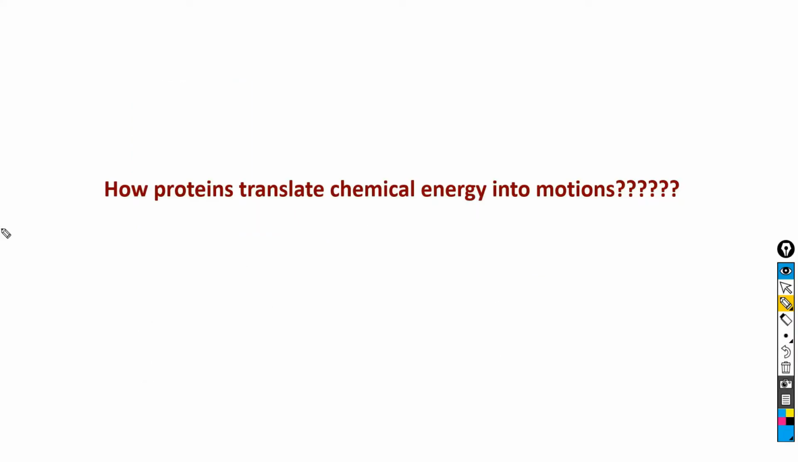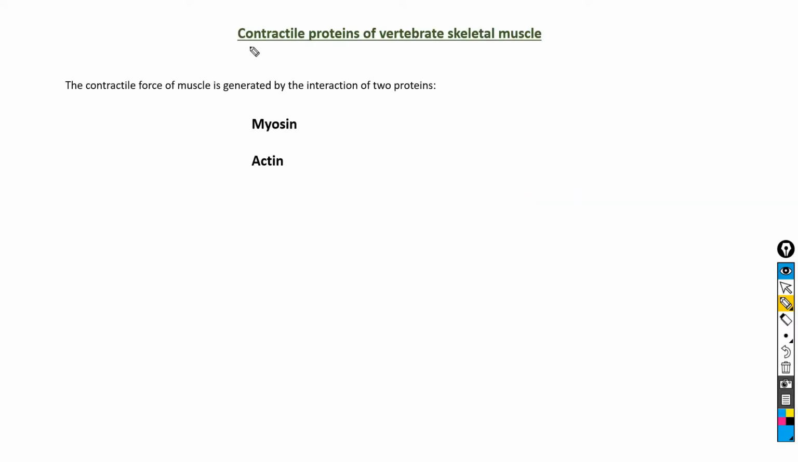So now the question is how proteins translate chemical energy into motions. So in this video we are going to discuss the translation of chemical energy into motions by taking an example of contractile proteins of vertebrate skeletal muscle.